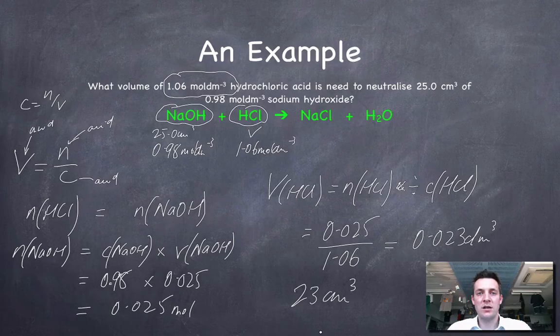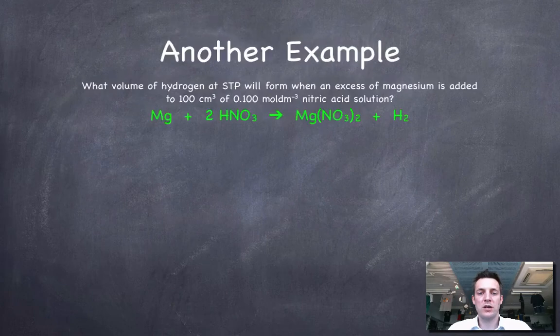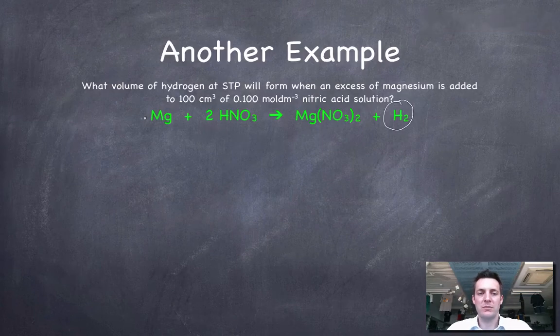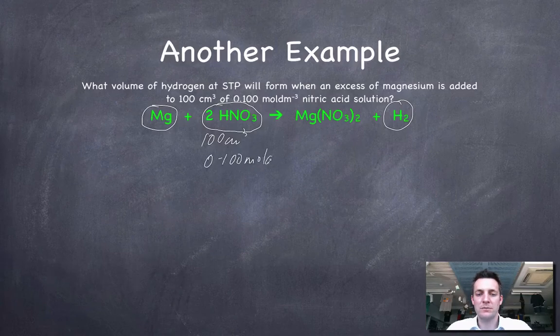Okay, so I suppose that's at the simpler end of the scale with stoichiometry that involves solutions. Let's move on to a slightly more complex thing. We're now combining solutions with gases, right? We're being asked what volume of hydrogen at STP. Hydrogen is a gas at STP, so I'm going to use the gas laws here. It will form when an excess of magnesium, so my magnesium's not going to run out, there's plenty of it to react with all the nitric acid. And what am I told about the nitric acid? I'm told that I've got 100 centimeters cubed of it, and its concentration is 0.100 moles per dm cubed.